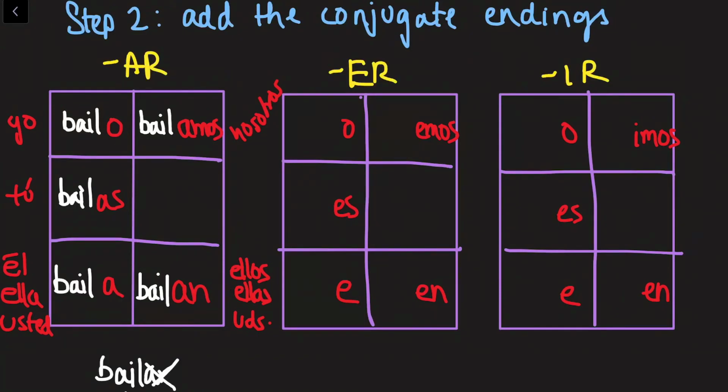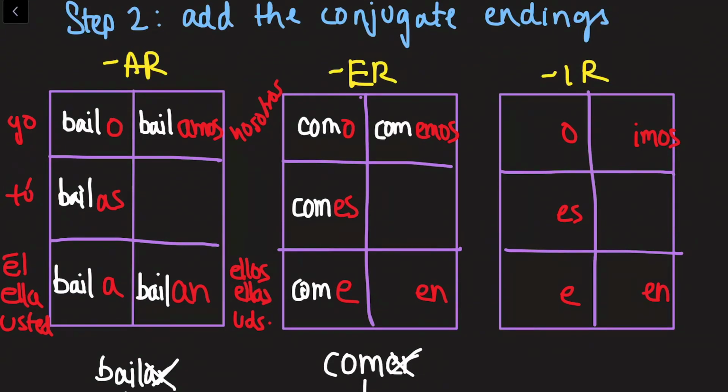Now let's do the same thing for comer. According to step 1, we find the stem, which we cross off E and R and we get com. Now if we put this in each of the boxes of the table, we get yo como, tú comes, él, ella, or usted come, nosotros comemos, and ellos, ellas, or ustedes comen.